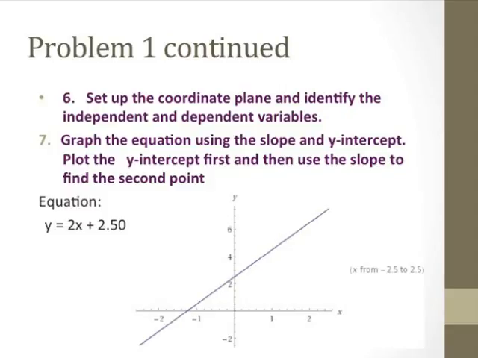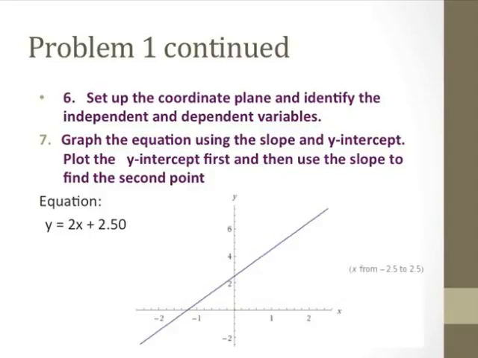Problem number 1, continued. Part 6, set up the coordinate plane and identify the independent and dependent variables. Number 7, graph the equation using the slope and y-intercept. Plot the y-intercept first and then use the slope to find the second point.